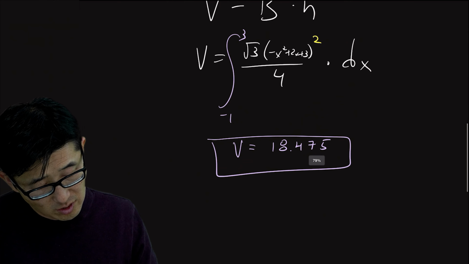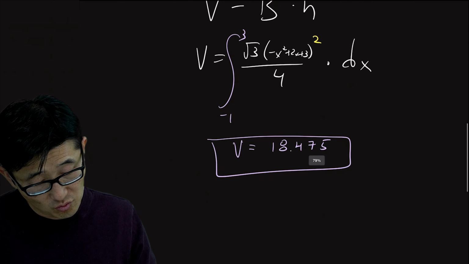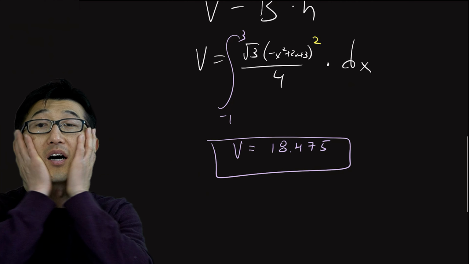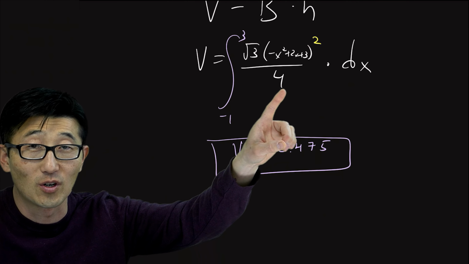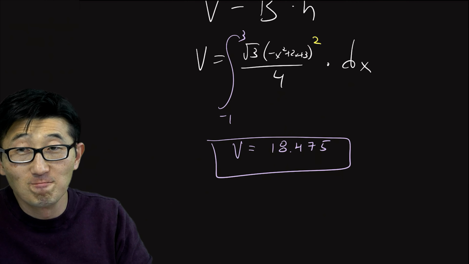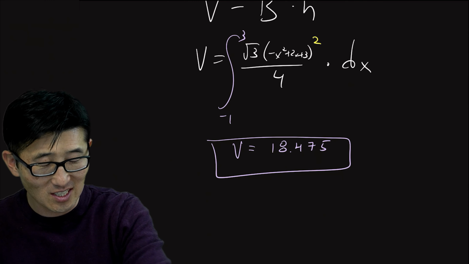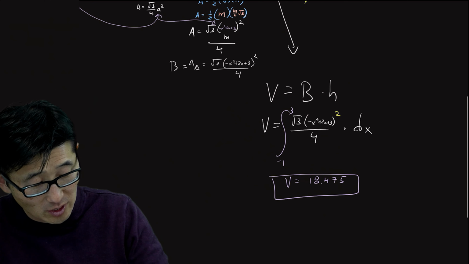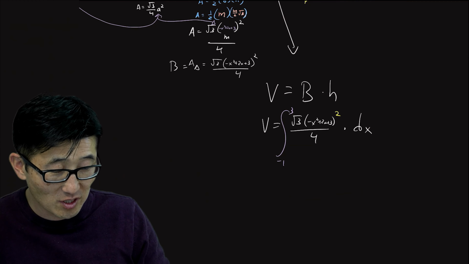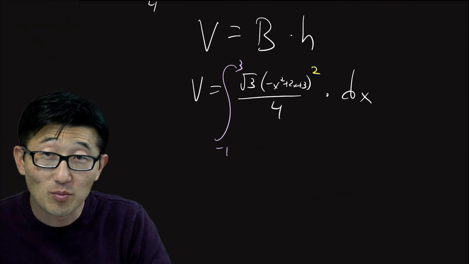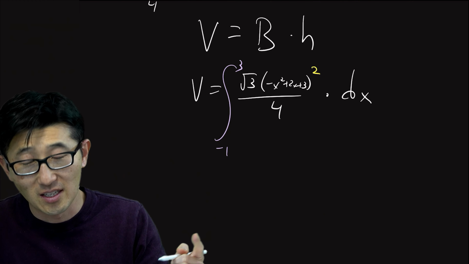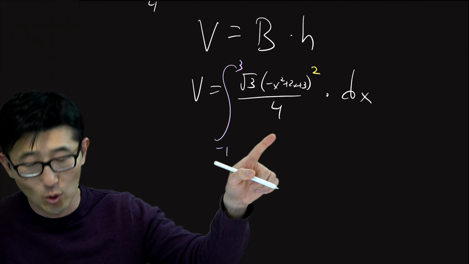Did I plug it in correctly? Negative x squared plus 2x plus 3. Oh my gosh! I forgot to put a 4. Okay. So the point of this exercise is don't do what I'm doing. Plug it in carefully. So my first problem was I didn't plug in the square correctly. Second problem, I didn't plug in the 4.